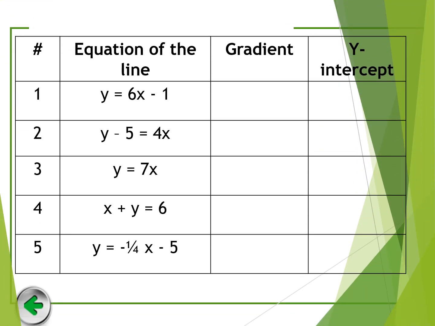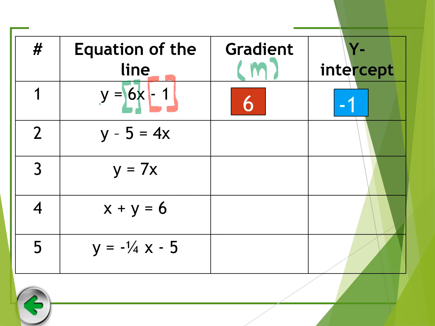We have a table and we have 5 different equations of the line, and we're supposed to state the gradient and the y-intercept. So first we have y equals 6x minus 1. So the gradient, or m, so here we see the coefficient of the x term is 6. And the y-intercept is negative 1. We have to take the sign also, okay? So it is negative 1.